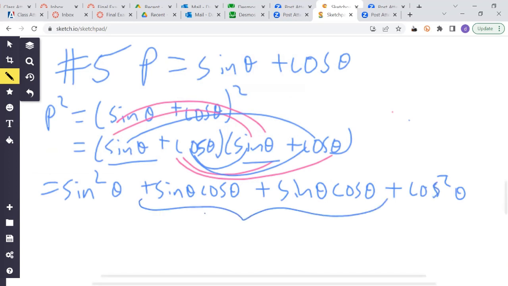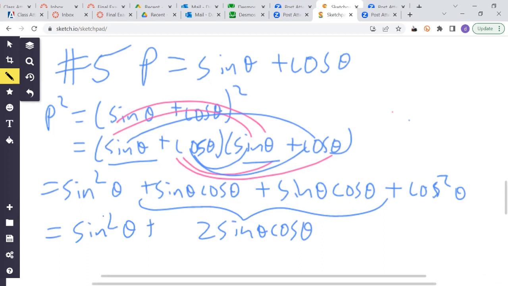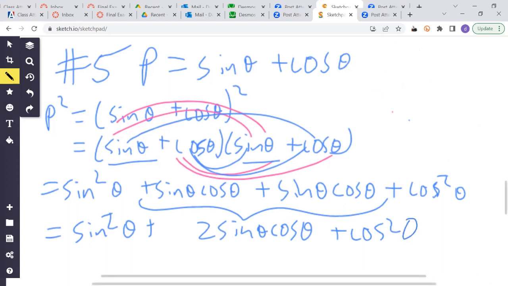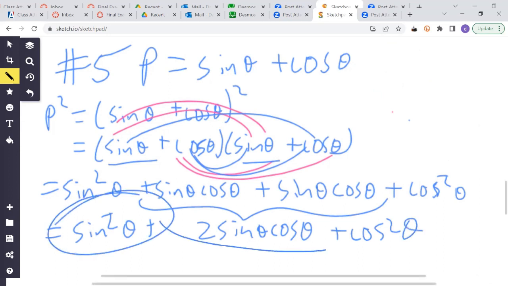In the middle, that's sine cosine, sine cosine. That's 2 copies of sine cosine. So I have 2 sine cosine. And then I have sine squared, cosine squared. But FYI, remember that sine squared plus cosine squared equals 1. Remember that identity from back in the day? Sine squared plus cosine squared equals 1. And that means that in our problem, sine squared plus cosine squared is equal to 1.